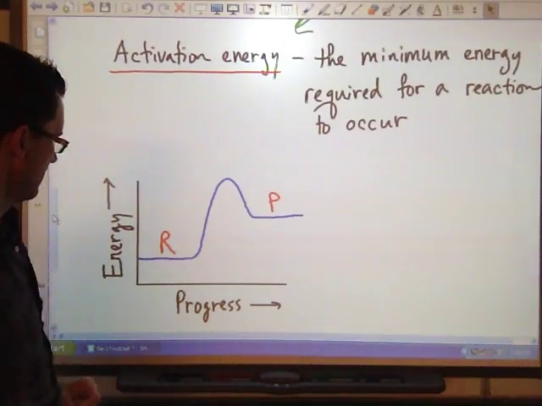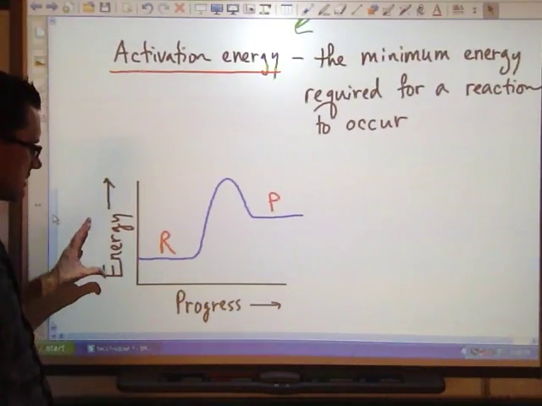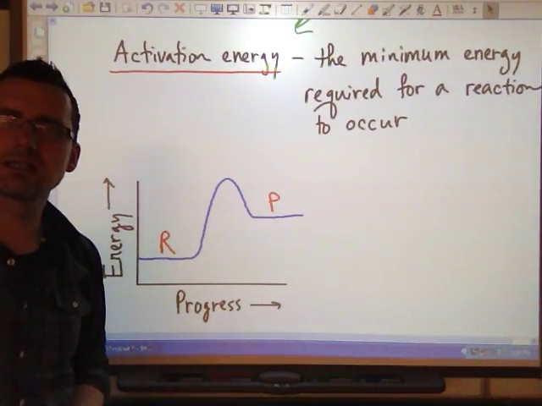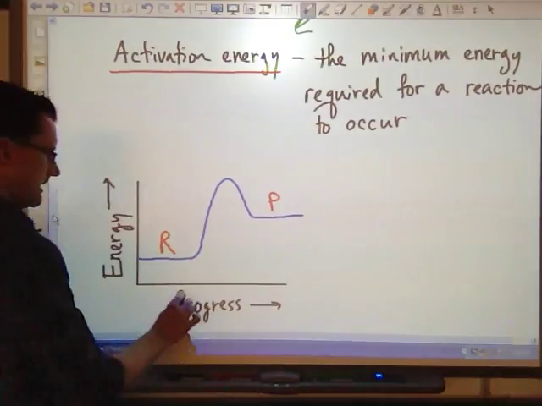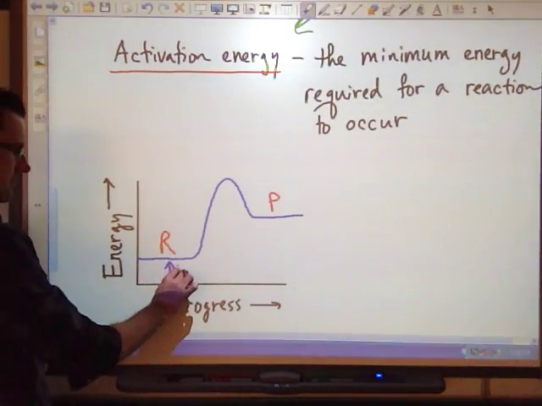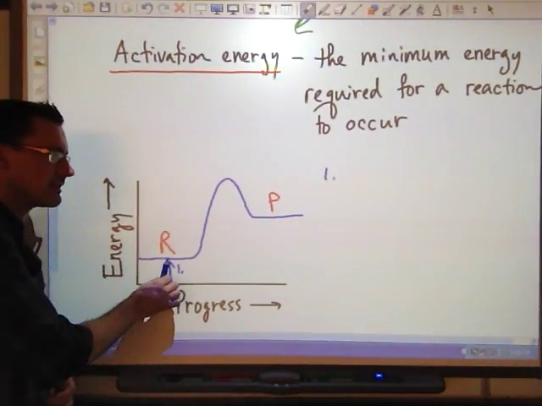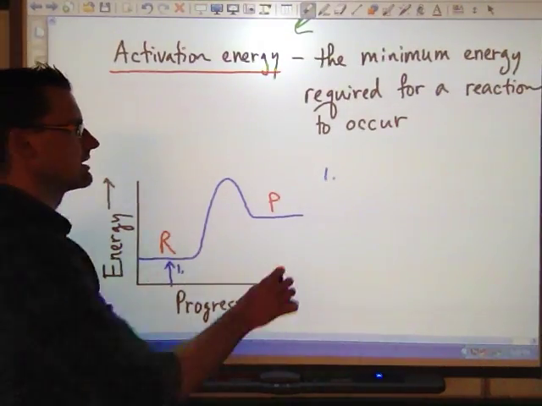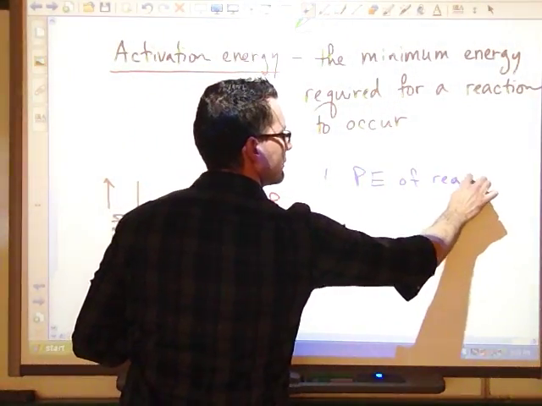Here's one right here. So this is basically a graph of energy versus progress. So it shows the energy that's involved as time passes. The R represents our reactants, and the P represents the products. So we can look at a few different things here. If I look at this little area here, I'll call it number 1. Number 1 there represents the energy that the reactants have. Or we could refer to as the stored energy, the potential energy of reactants.